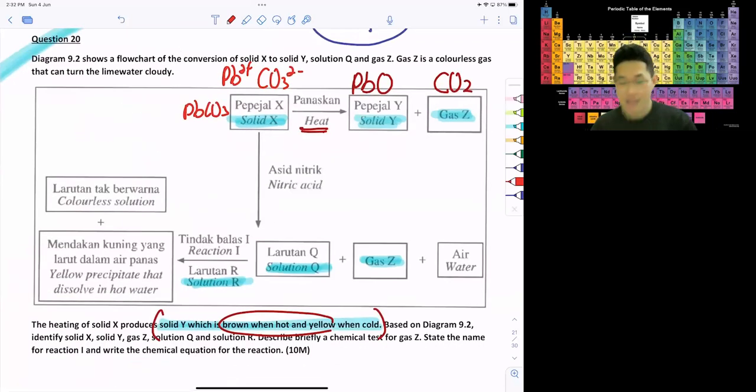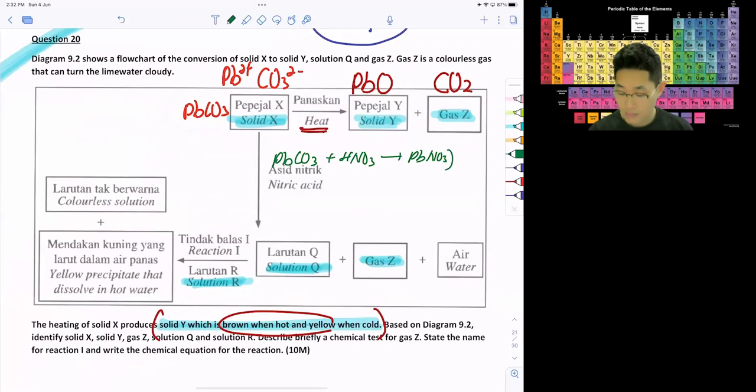Okay. Then PbCO3 plus nitric acid. I write the equation. The gas Z is actually the same as the one on top. So it will be CO2. Here will be Pb(NO3)2 too.